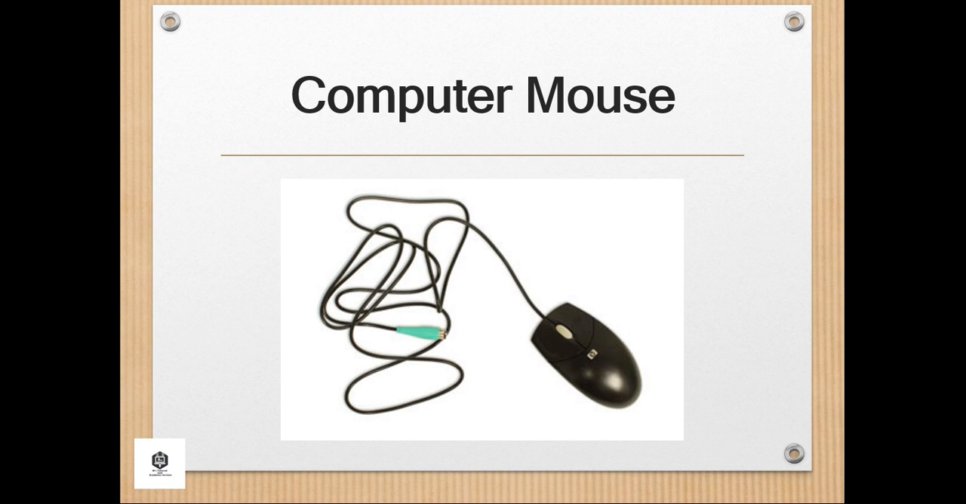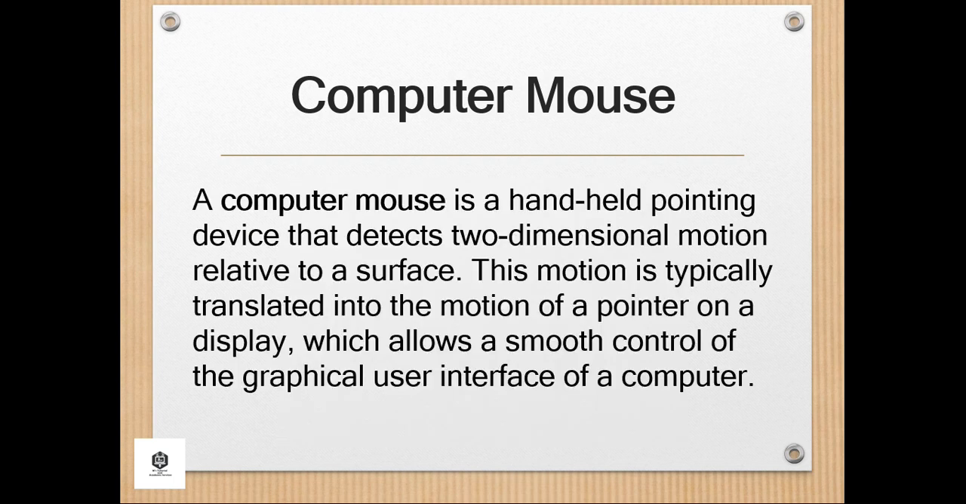A computer mouse is a handheld pointing device that detects two-dimensional motion relative to a surface. This motion is typically translated into the motion of a pointer on a display, which allows smooth control of the graphical user interface of a computer. Mouse is a basic peripheral component of all modern desktop computers.